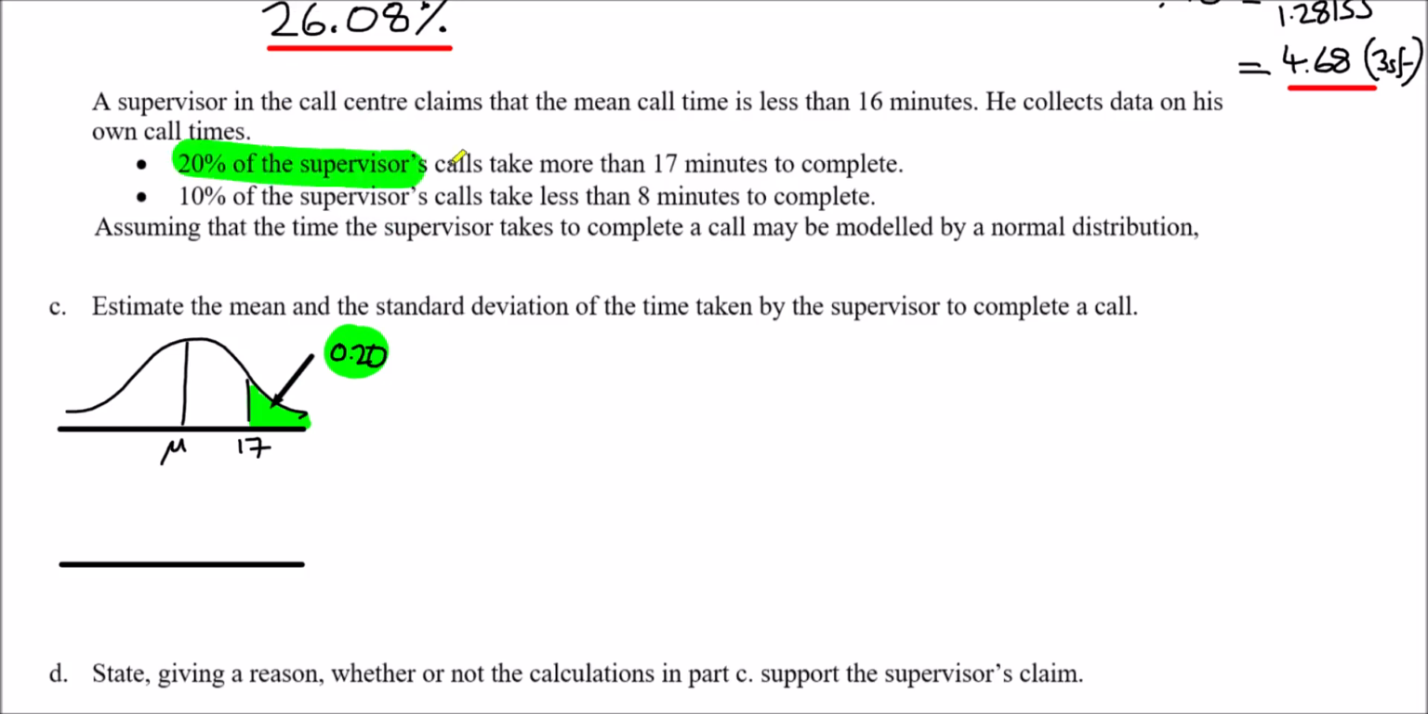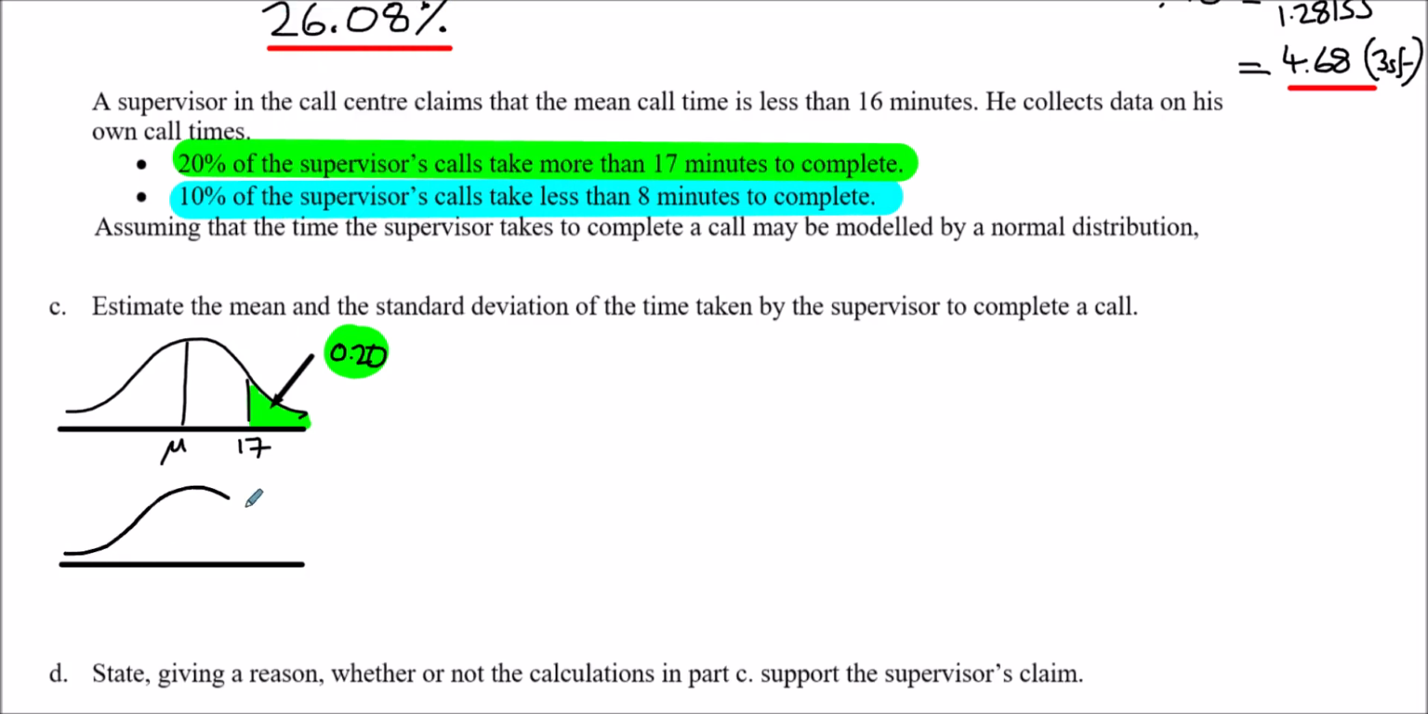We're also told that 10% of his calls take less than 8 minutes to complete. So for this one, if that's mu, then 8 is down here, and this tiny region over there is going to be 0.10 of the curve. Now we don't know mu, and we don't know the standard deviation.